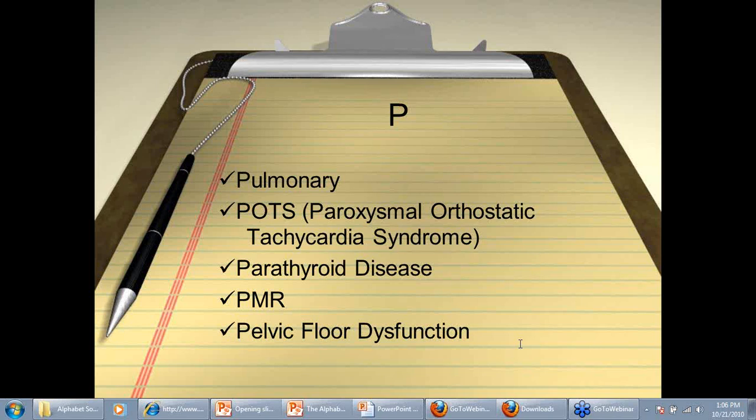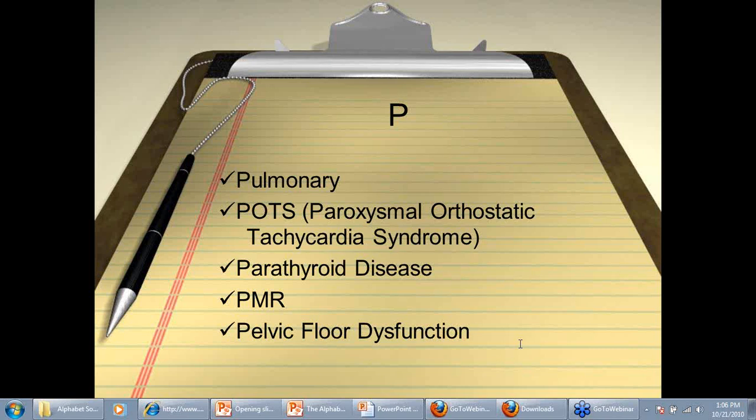Parathyroid disease. The parathyroid gland is the gland that controls the calcium in our bodies. It controls the calcium going in and out of our bones. And the reason why I put that in here is because elevated calcium levels above 10.5 can cause fatigue and significant cognitive dysfunction.